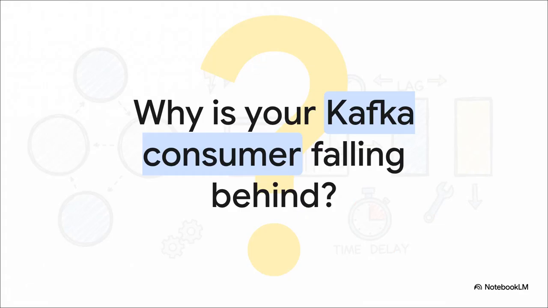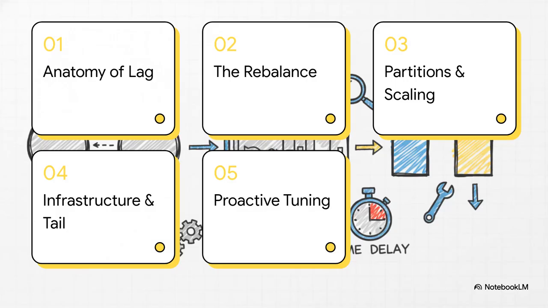We have all been there, right? It's 3 a.m., your pager's screaming, downstream services are completely starved for data, and your records lag max metric is just exploding off the charts. Look, to fix this permanently, we can't just slap a quick band-aid on the application code and go back to sleep. We really have to dig into the underlying mechanics of consumer groups and, honestly, take a hard look at your bare metal infrastructure.